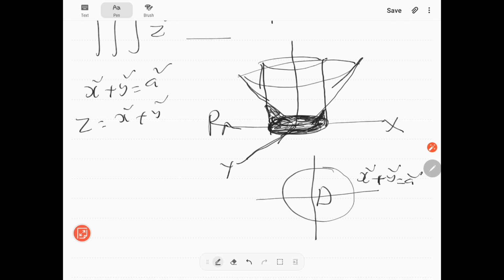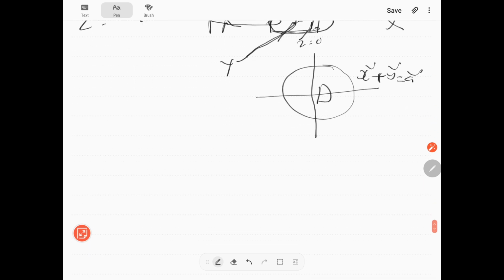Now, in this region, how does Z vary from bottom to top? Bottom is Z is equal to 0. And the upper one is here, the Z value is x square plus y square. So what are the limits for Z? Limits for Z are 0 to x square plus y square. And the integrand is Z square.